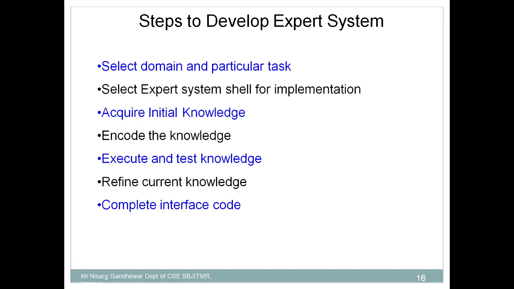Now the second step, select the expert system shell for implementation. So I can use JESS, that is a Java based expert system shell which I can use to develop my own expert system. Then next thing is acquire the initial knowledge, because in order to build the knowledge base you need to acquire the knowledge from the expert. Let's say I need to design an expert system for cancer prediction. So in that case I need to consult with a doctor who has expertise in the disease of cancer, and I need to acquire the knowledge from the doctor and try to embed it into the knowledge base so that it can be used to develop that expert system.